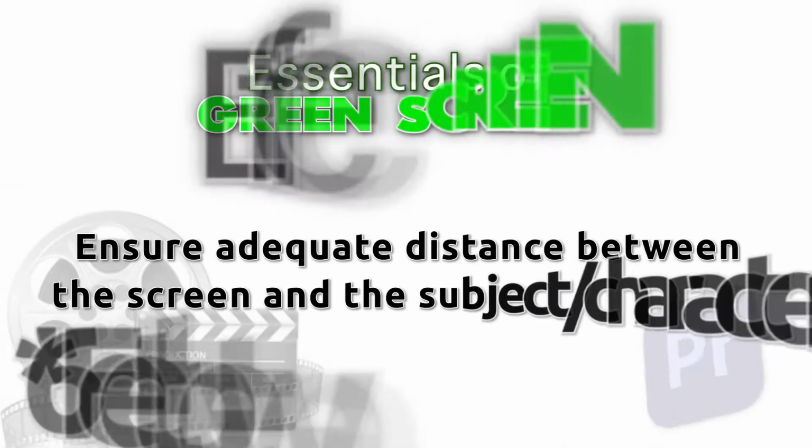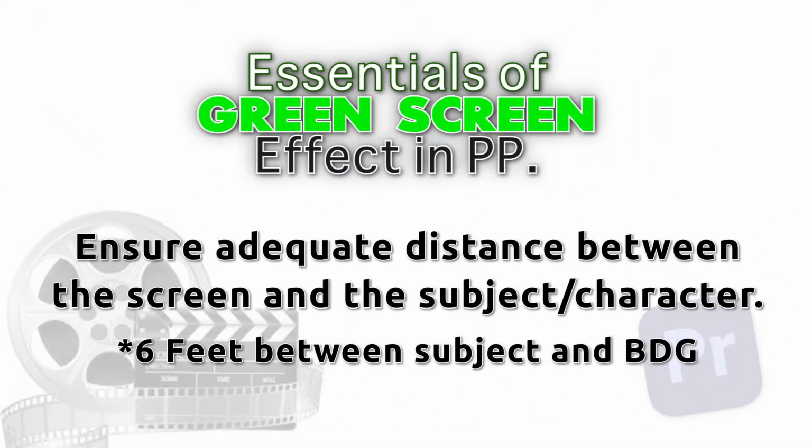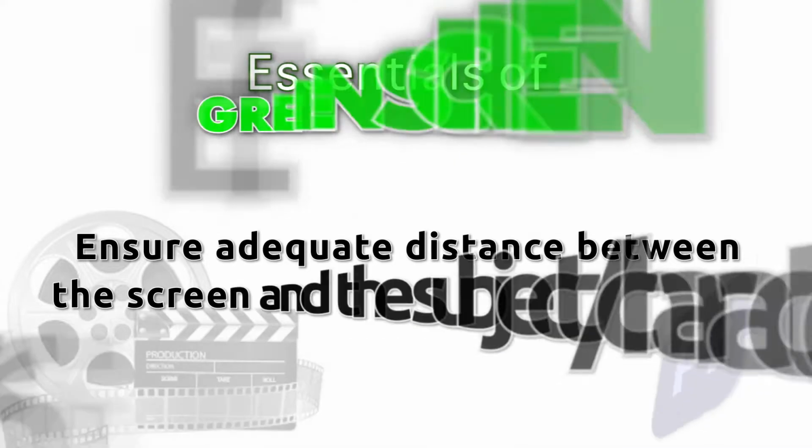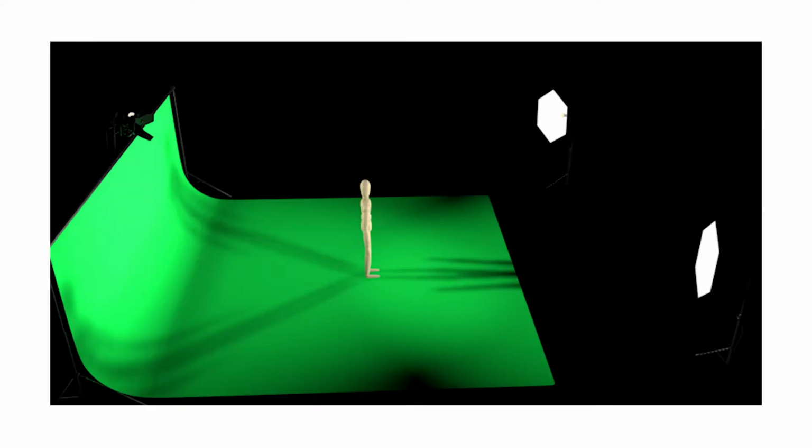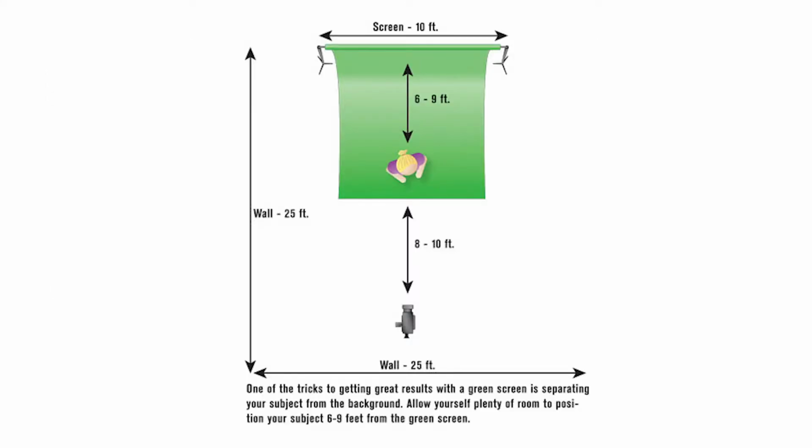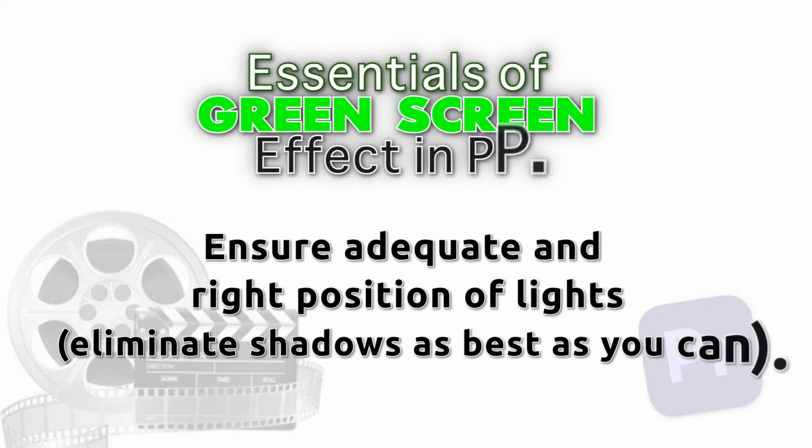Number two, you have to ensure adequate distance between the screen and the subject. It's always advisable that you have 6 feet. That means the screen and the subject have to have a bit of distance between them. This will actually help us with the third point, which is how you light your subject and your green screen.